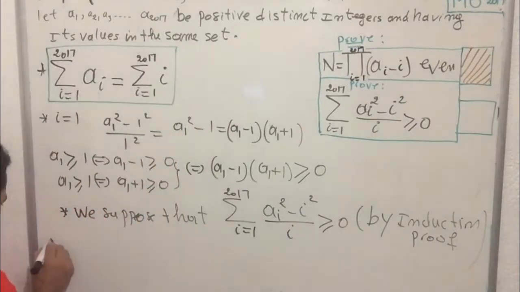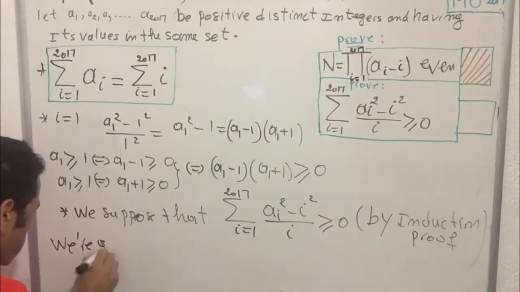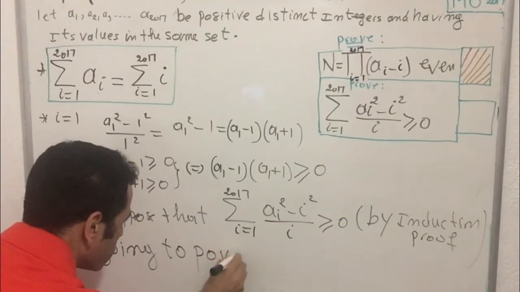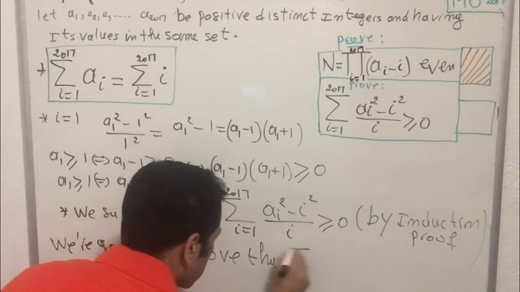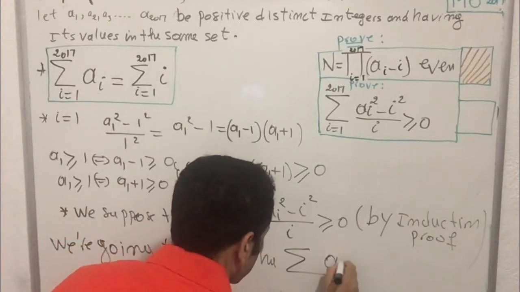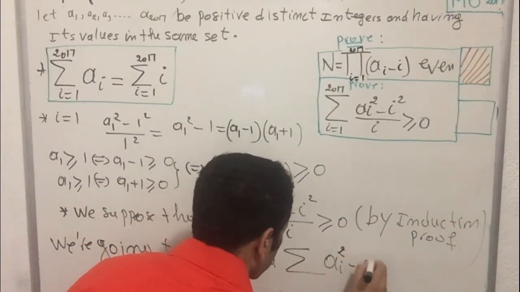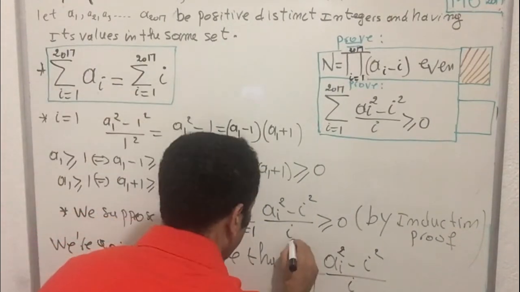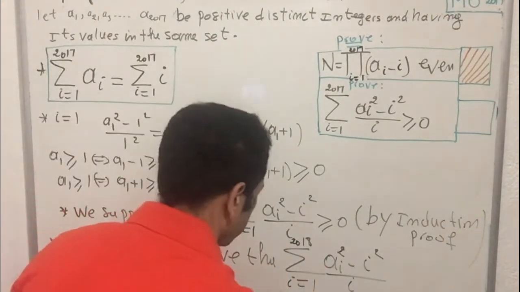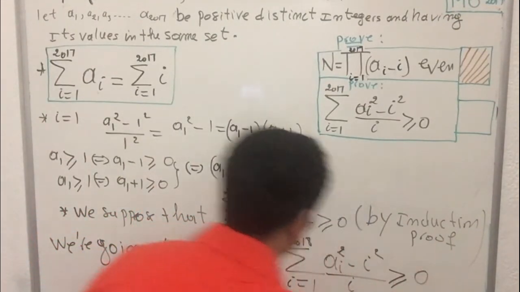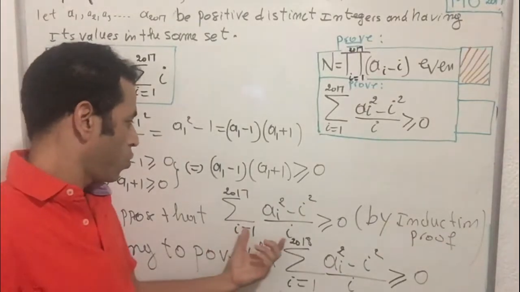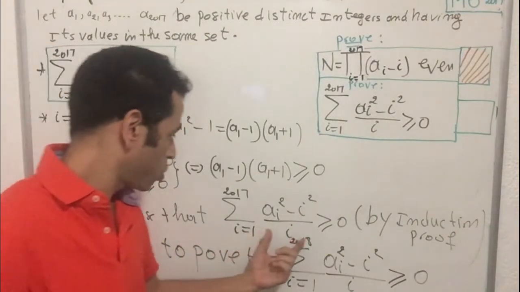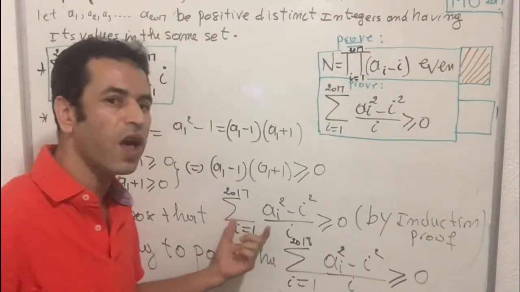We are going to prove that the sum of a sub I square minus I square over I, from 1 to 2018, is superior or equal to 0. That's by induction. We are going to suppose for n it is correct. That's a true statement. We are going to prove n plus 1, the same thing.